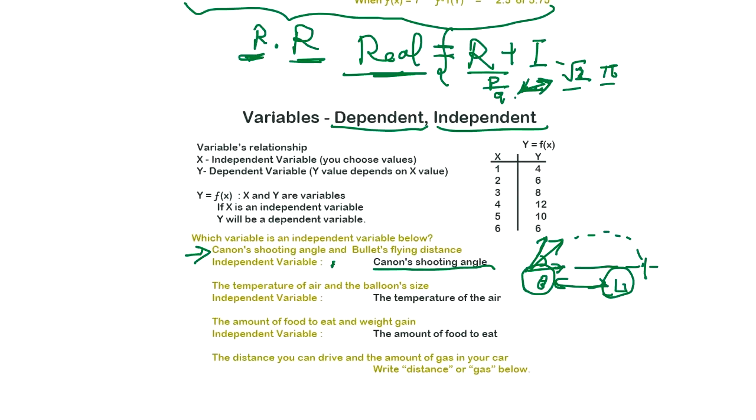Temperature of air and the balloon size. The balloon size increases when the temperature is higher. So which one is the independent variable? Balloon size? If you force the balloon size to shrink, the temperature goes low? No, temperature is independent and balloon size is dependent. Balloon size depends on temperature. Okay, the amount of food to eat and the weight gain. Which one is independent? You can adjust the amount of food you eat. Then if you eat a lot, you gain weight. Now can you reduce the weight so that you reduce the amount you eat? No, you can't. So this is kind of one directional. So you know which one is the independent variable and which one is the dependent variable.